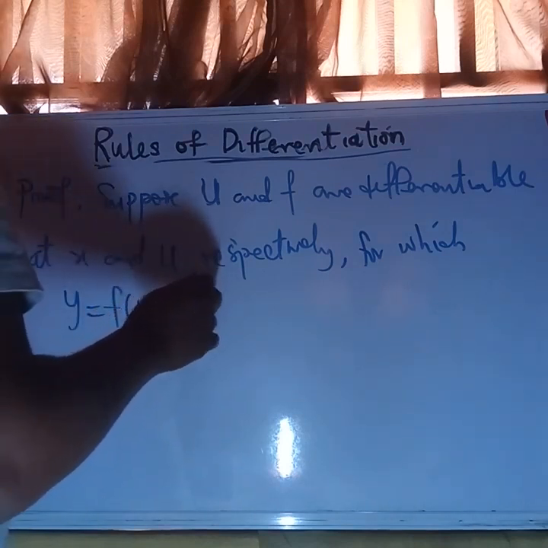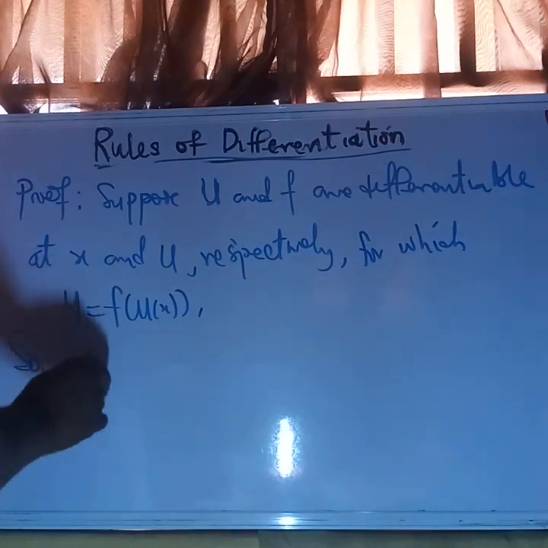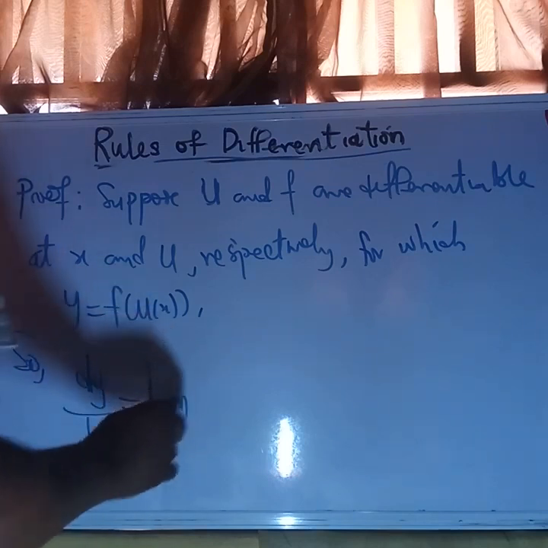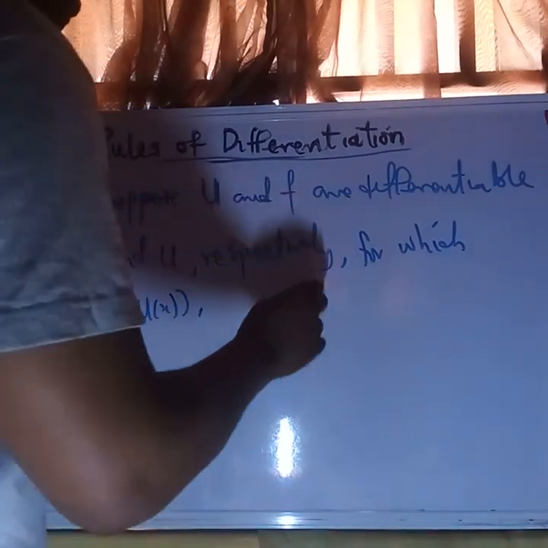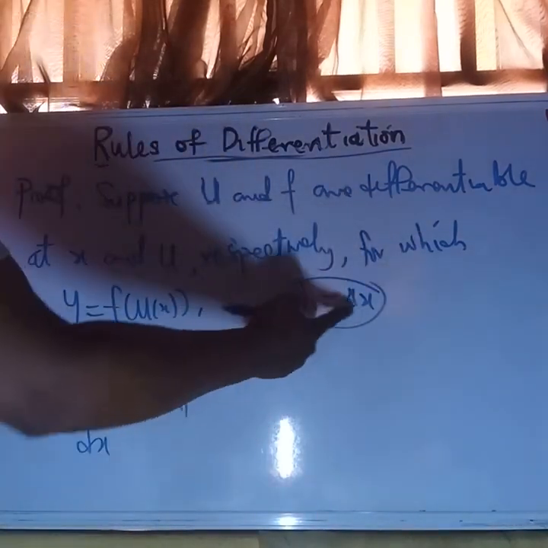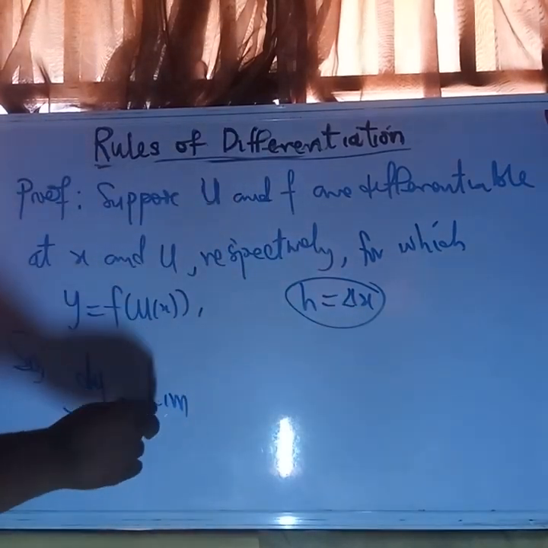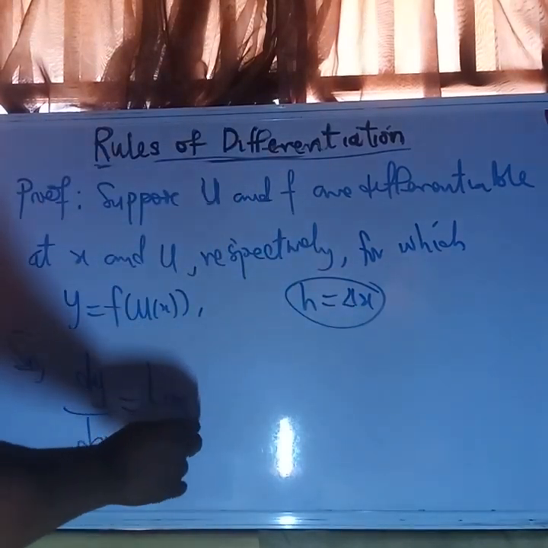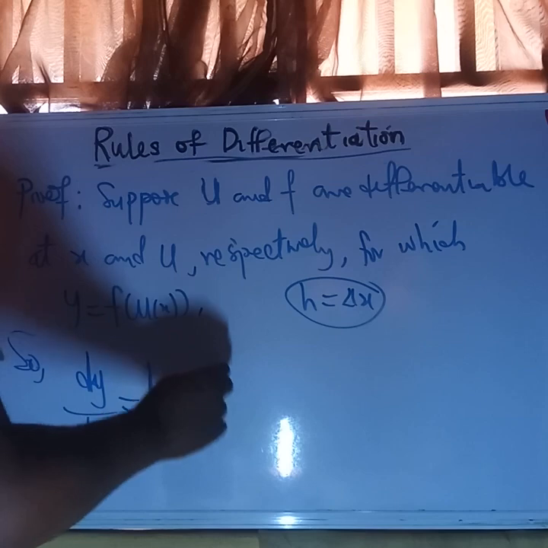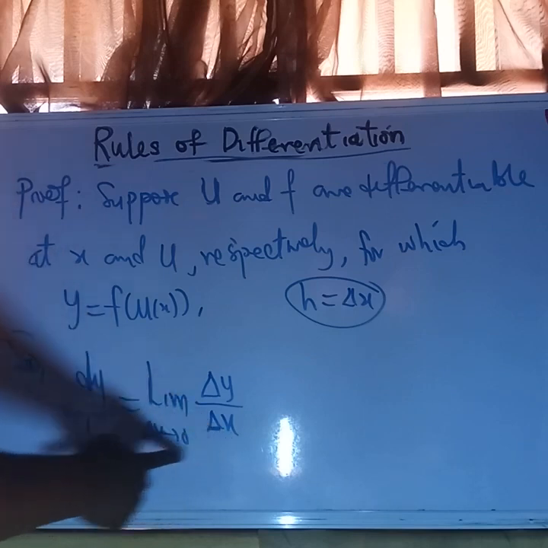So the derivative of y, by definition, means the limit. We recall that we have been using h to mean delta x in our previous video. So let's maintain that; instead of writing h here, let it be delta x. Literally, the derivative of y with respect to x means changing y over changing x. This is what this means.